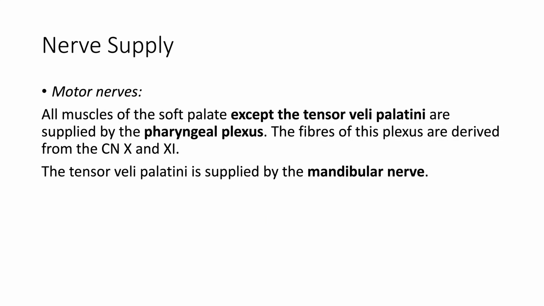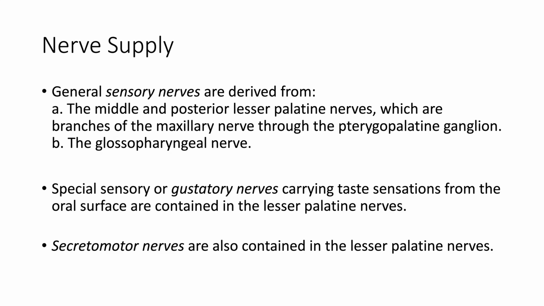So, nerve supply is a major question that is always asked in exams and MCQs. So, all the muscles of the soft palate except dash are supplied by pharyngeal plexus. So, here the answer will be tensor veli palatini. The fibers of this plexus are derived from cranial nerve number 10 and 11, which is vagus and spinal accessory. And tensor veli palatini is supplied by mandibular nerve. So you must always remember pharyngeal plexus and mandibular nerve.